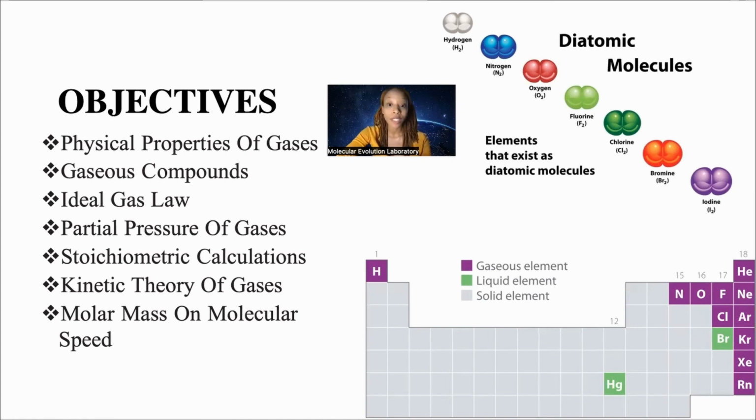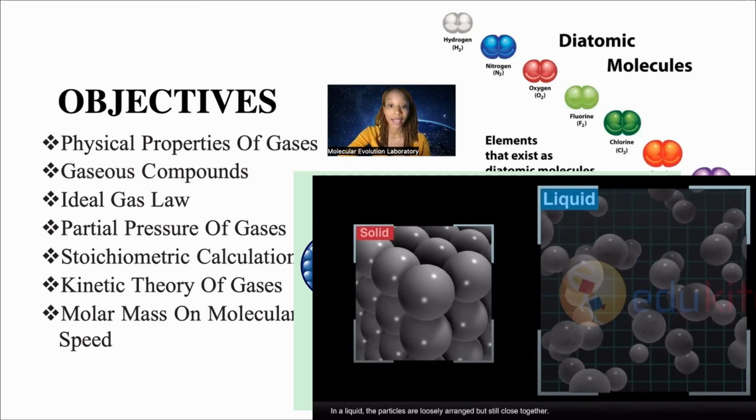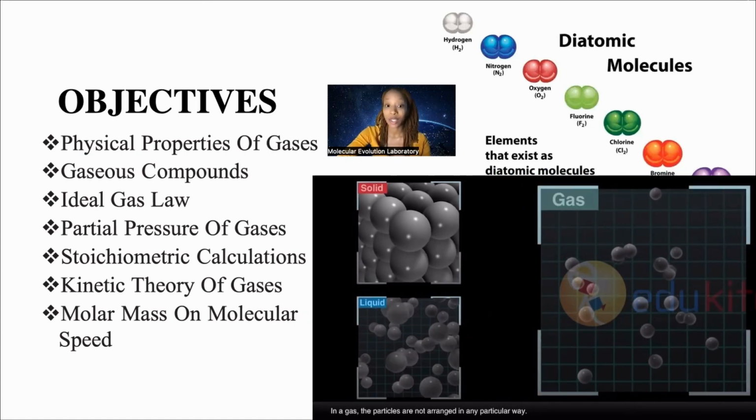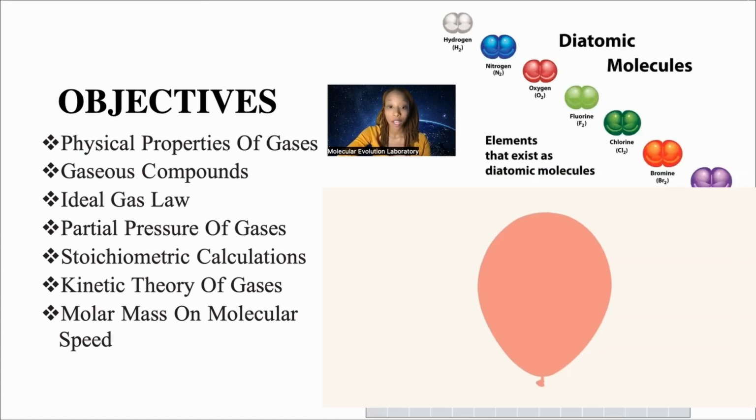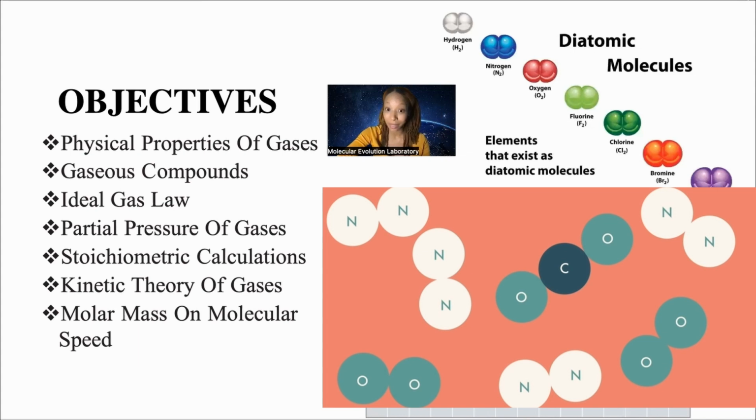So our objectives for today will include looking at the physical properties of gases, and as we've discussed in our last lecture, looking at the 3 states of matter: solid, liquid, and gas. We know that gases tend to occupy the space of the container, and we can also add that gases are really small particles, very small atoms that move quite rapidly.